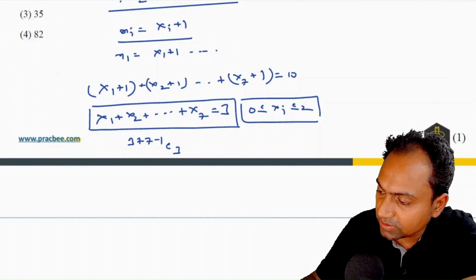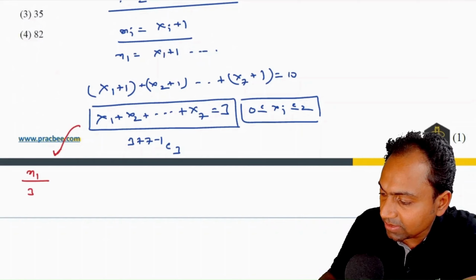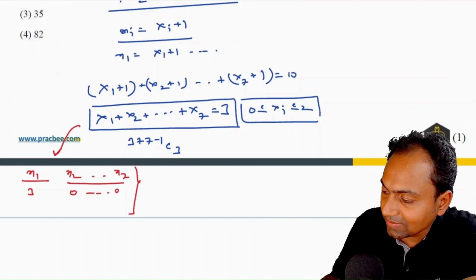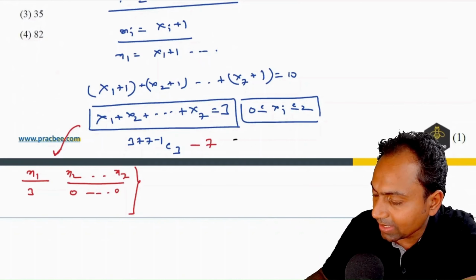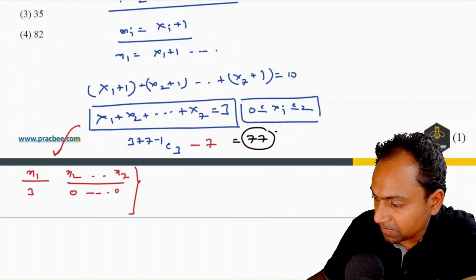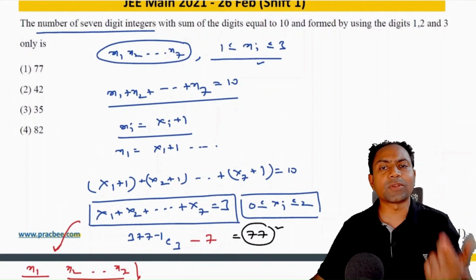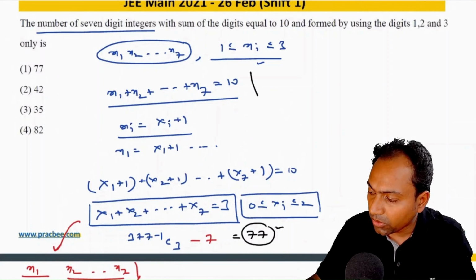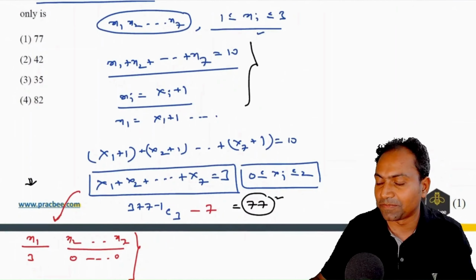So what are those cases? Let me write one of those cases. One of those cases is when X1 becomes 3 and then X2 to X7, all of these values become 0. And you can see that such 7 cases are possible. So we need to subtract those 7 cases. And if I do so, I get my answer as 77. So you will have to apply Beggar's method to get to the answer. You can also apply the method of cases, but I think this is simpler, if you learn 2 simple steps: this substitution and this removal of excess cases that are coming.